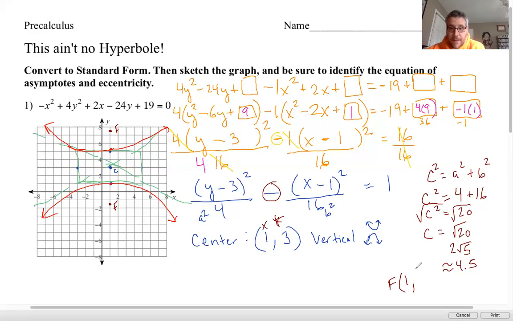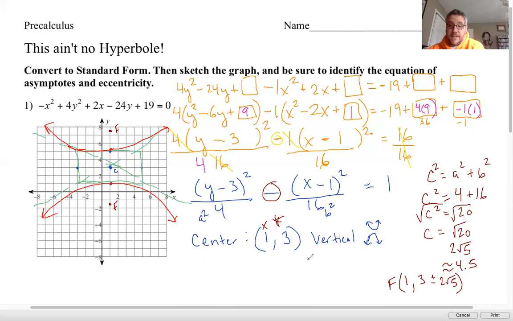And then from that 3, we went up a distance of root 20 and down a distance of root 20. So I can just put plus or minus root 20, which is 2 root 5. In my opinion, that's a quick way to write out the coordinates of the foci, okay? To me, it's more important to think about what you're doing.